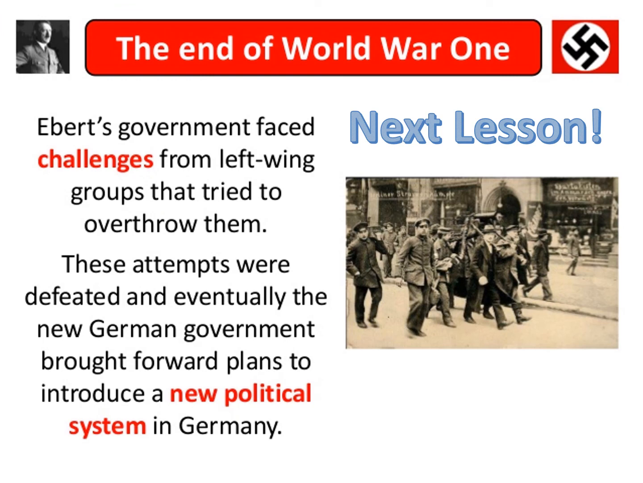Ebert's government had challenges from the left-wing groups, and they tried to overthrow them quite a number of times. They were defeated, and eventually what was allowed to happen was a new political system in Germany. The Weimar Constitution and the Weimar Republic would be born. But we're going to look at that in more detail in the next lesson.